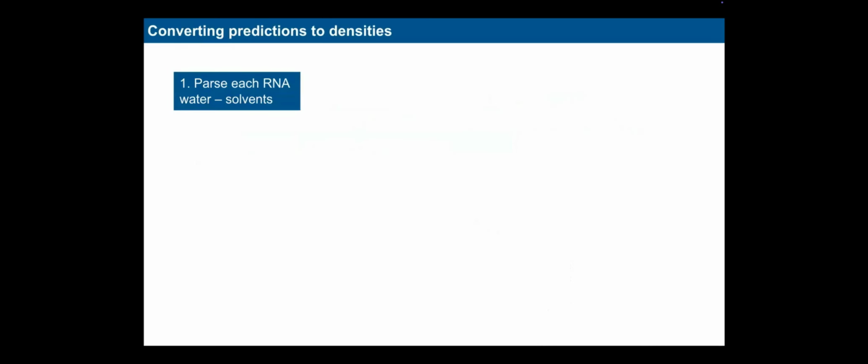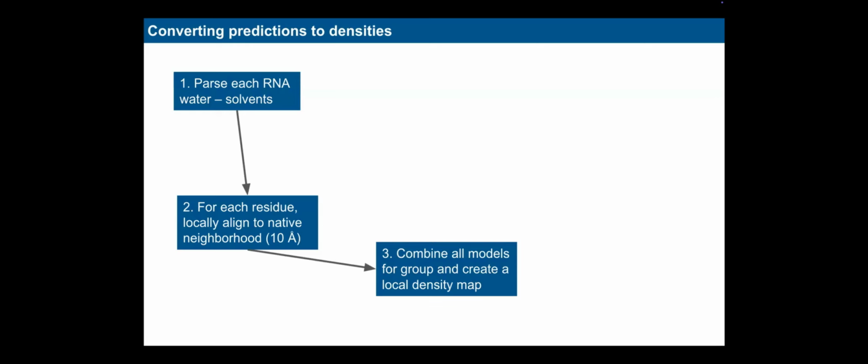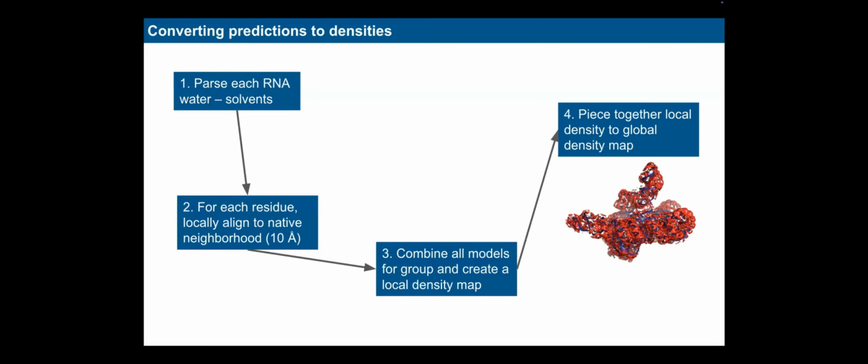So how did we actually assess this? Well, our first step was just to convert these atomic models to densities. So we parsed out all the waters and solvents. This was a very key step of aligning by each residue locally. Because water structure is a local phenomena, we went residue through residue, took the 10 angstrom neighborhood and did an alignment there, and then combined all those locally aligned densities together to create a single local density map.